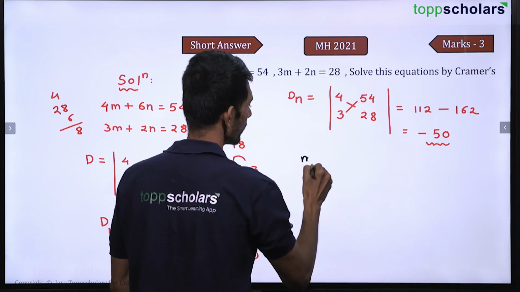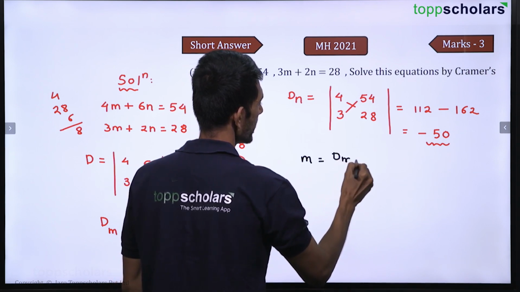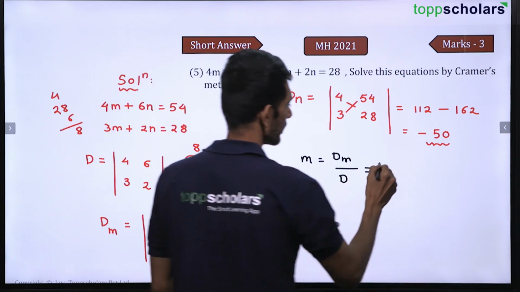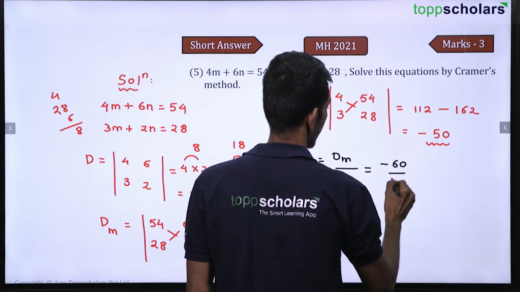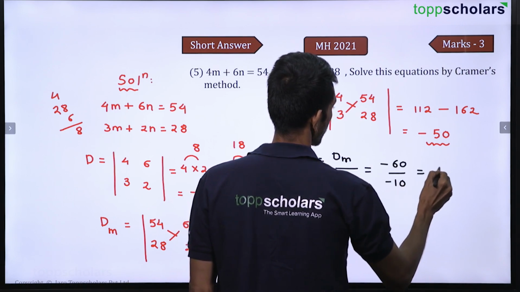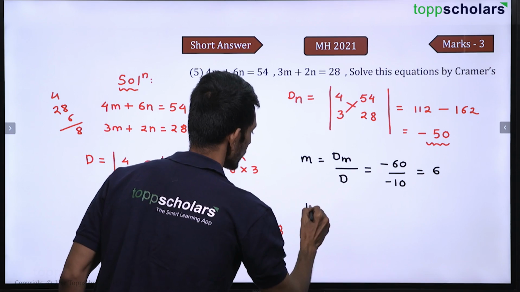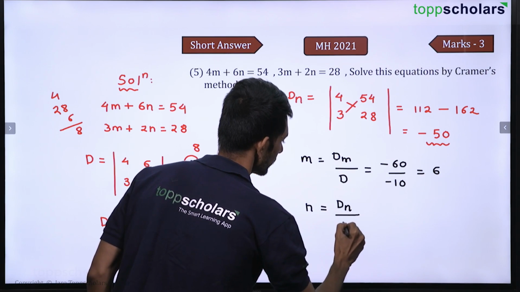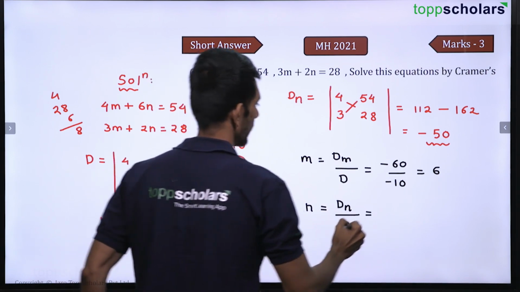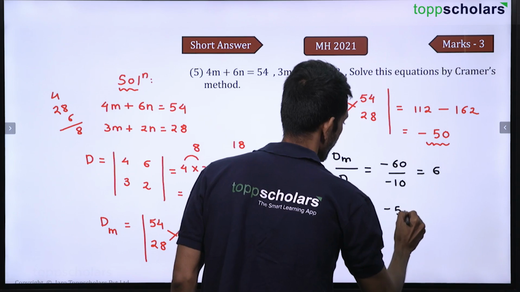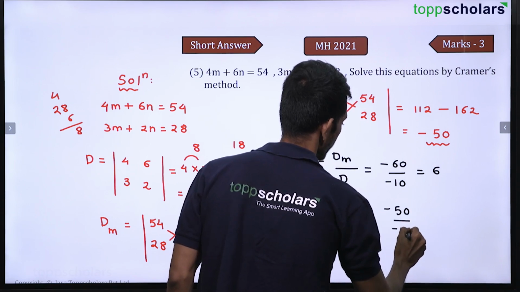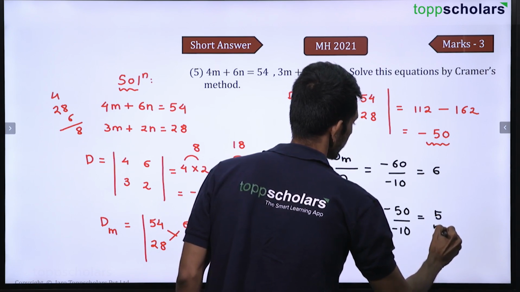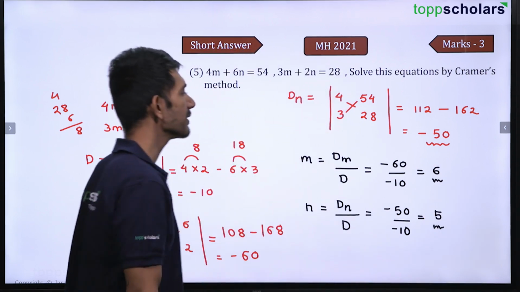Find out m. M is what? dm divided by d. dm is how much? Minus 60. So minus 60 divided by minus 10, which is 6. And n is how much? dn divided by d. That is minus 50 divided by minus 10. That is 5. So that's it. M is 6 and n is 5.